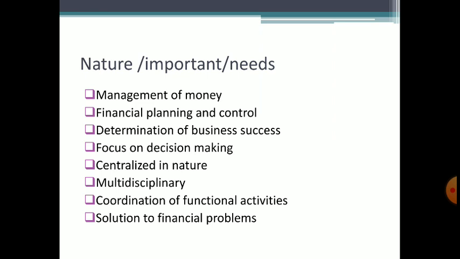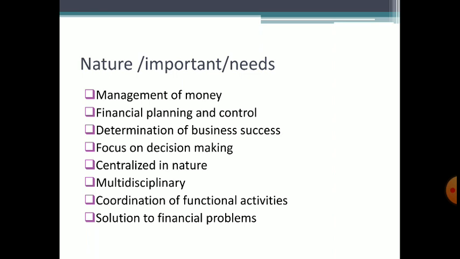Next one is focus on decision making. It gives analysis of data which facilitates decision making. In financial management, the focus is on financial decision making. The next one, centralized in nature. Unlike other functional areas like production and marketing, financial management is centralized in nature. In the finance function, decentralization is not practicable.